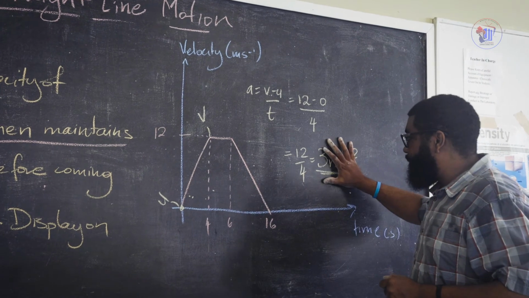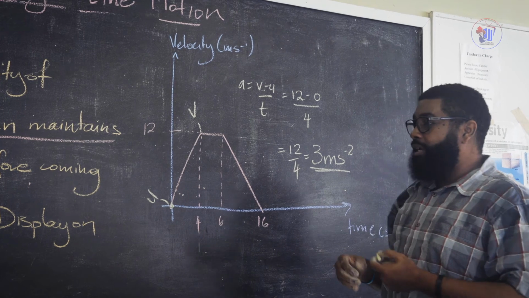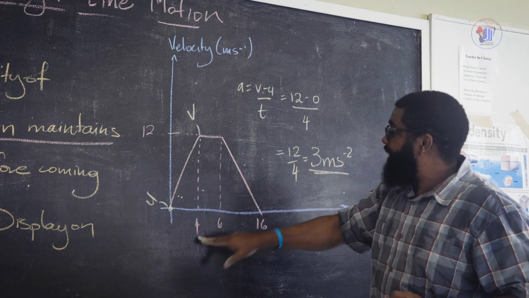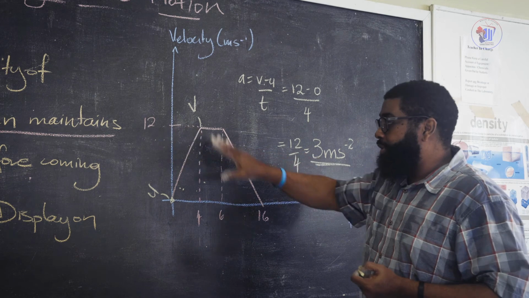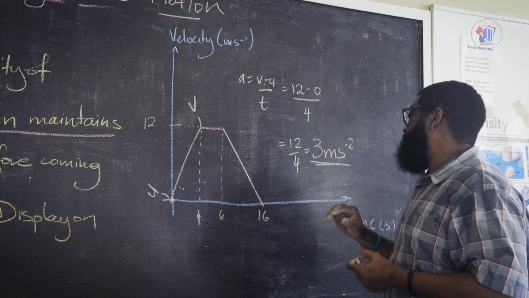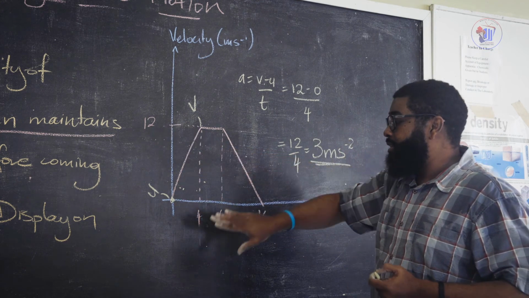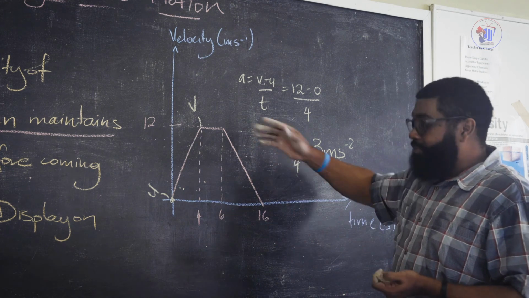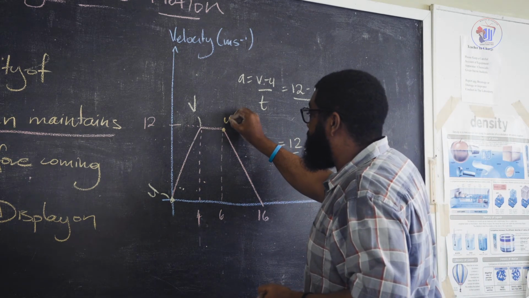Now, this is important because instead of saying it reaches a velocity of 12 meters per second in 4 seconds, I could have said it accelerates at this rate for that time. At 3 meters per second squared for 4 seconds would still give you this shape. So there are different ways of describing motion when it comes to velocity time graphs. I could say acceleration and time, or I could say the velocity it reaches in a particular time as well. Do make note.